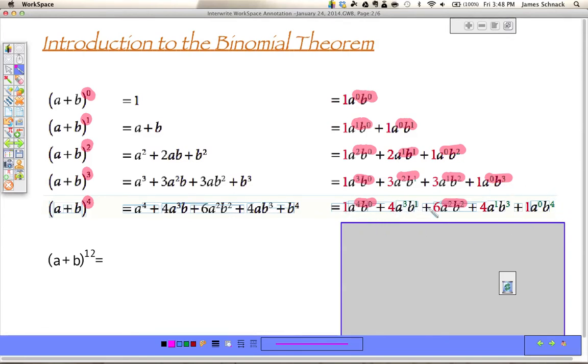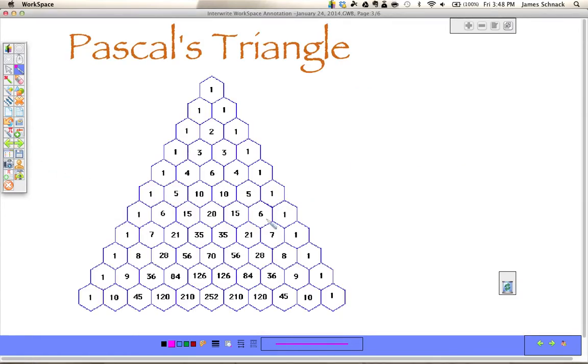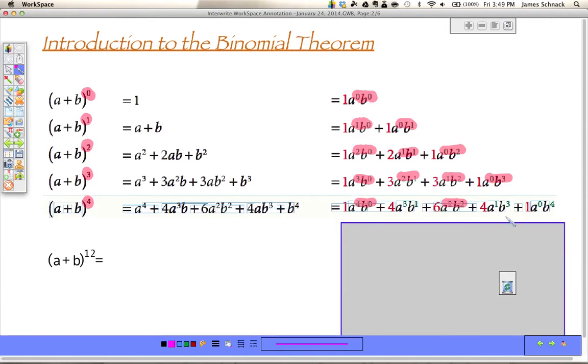And what about these coefficients? 1, 1, 1, 1, 2, 1, 1, 3, 3, 1, 1, 4, 6, 4, 1. These are special numbers. These are called the binomial coefficients. And we can get them a variety of different ways. One way is that they come from Pascal's triangle. Notice that 1, 1, 1, 1, 2, 1, 1, 3, 3, 1, 1, 4, 6, 4, 1. These numbers here are all the red numbers from this slide right here.